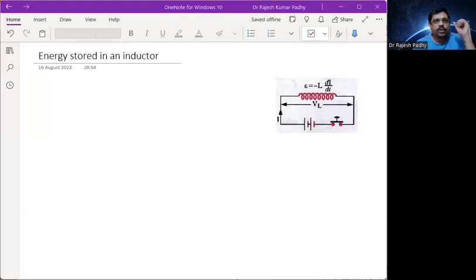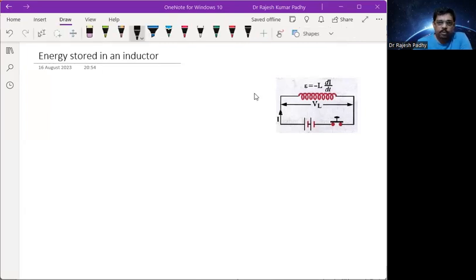Let us calculate the energy stored in an inductor. This is also a very important topic, similar to energy stored in a capacitor. Imagine one inductor is here and we have applied a potential difference V, or connected a battery across this inductor. Because of that, current I is flowing through it at any instant.